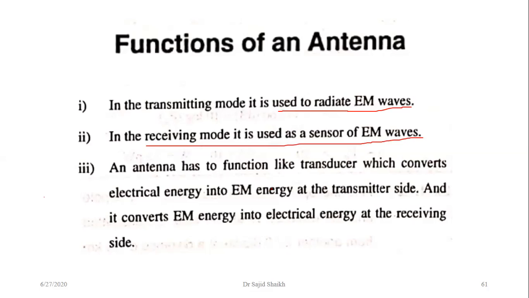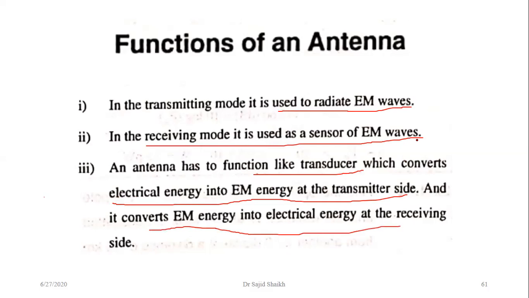Just now I told you, the antenna acts like a transducer, which converts the electrical energy into electromagnetic wave energy. This happens, electrical to electromagnetic, at the transmitter and exactly the reverse at the receiver. So these are the main functions of antenna: it converts electrical energy into electromagnetic waves at the transmitter, and electromagnetic waves into electrical energy at the receiver.